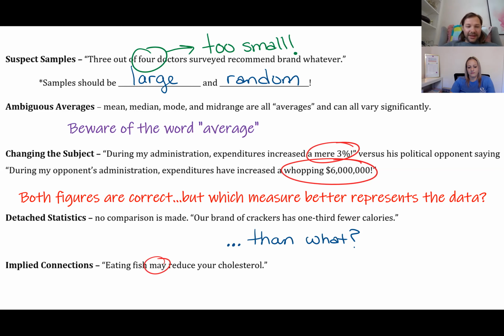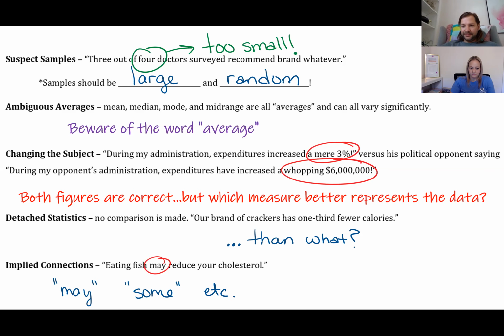Let's see here, implied connections. Eating fish may reduce your cholesterol. So that word may is a really wishy-washy word. Other ones are like some and people say. These are all ways of implying things that you can't really measure.